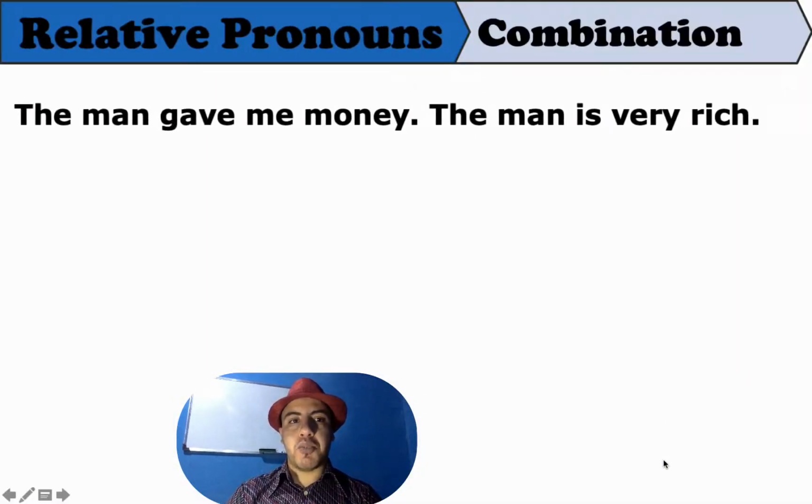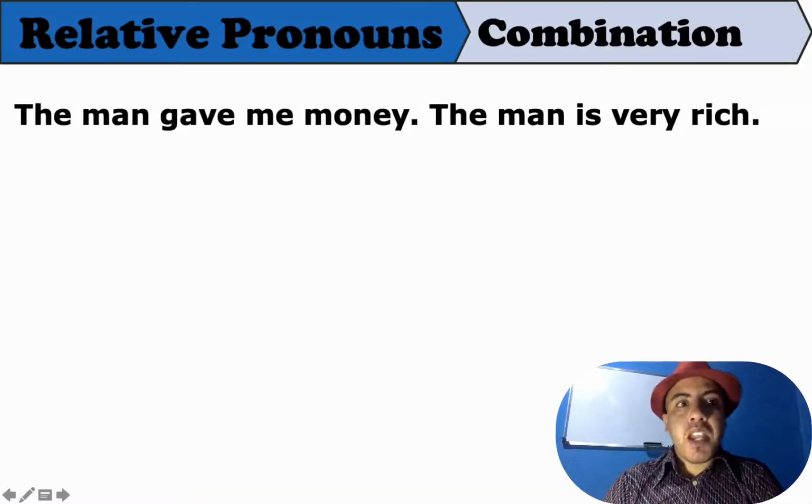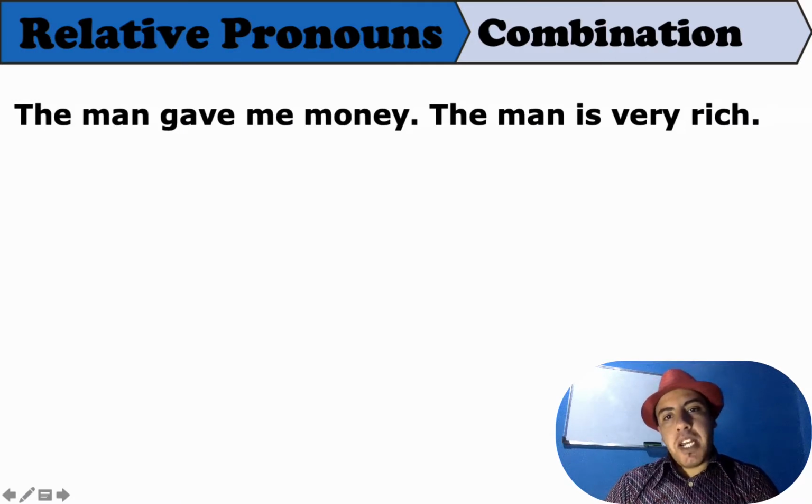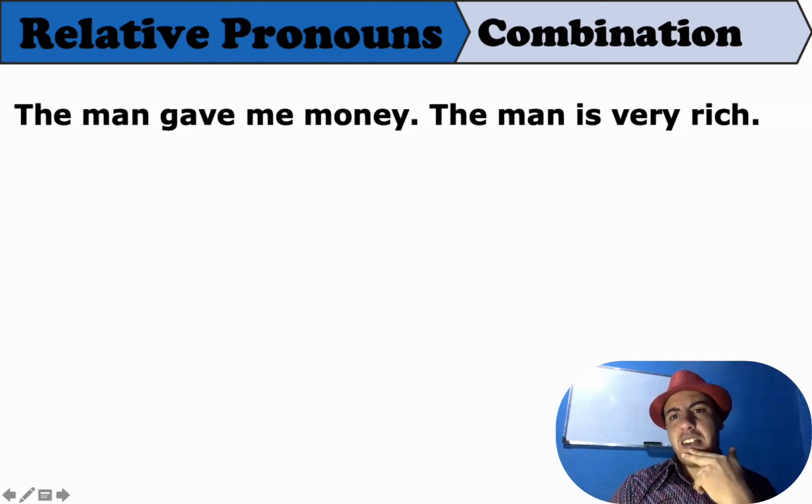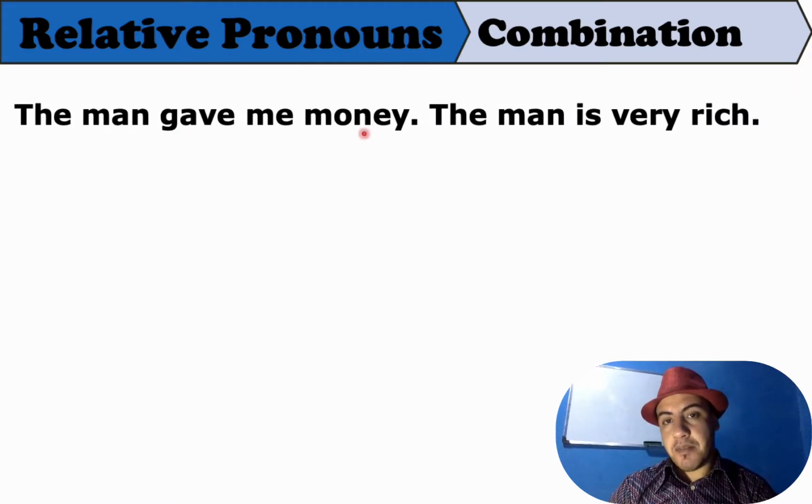So first of all, here we have a sentence. The man gave me money. The man is very rich. So what do you think about these two sentences? Normally, how many sentences do we have here? Good. We have two sentences: the man gave me money, and the man is very rich.